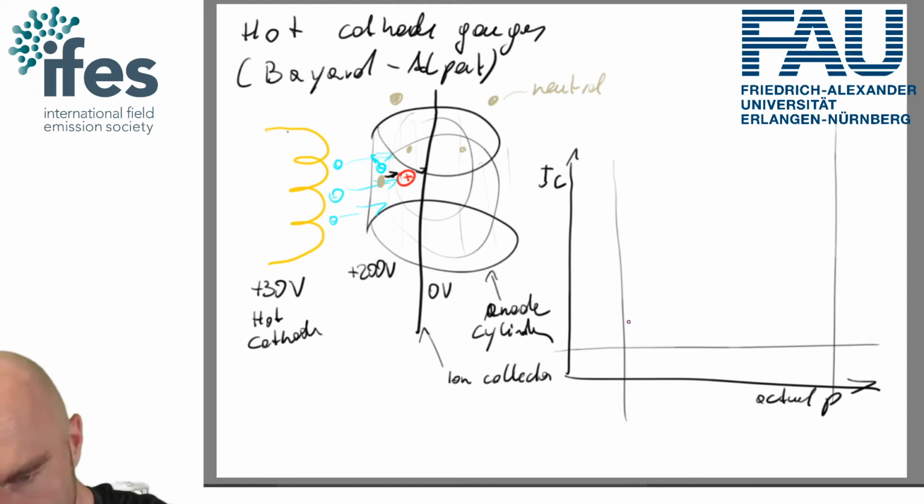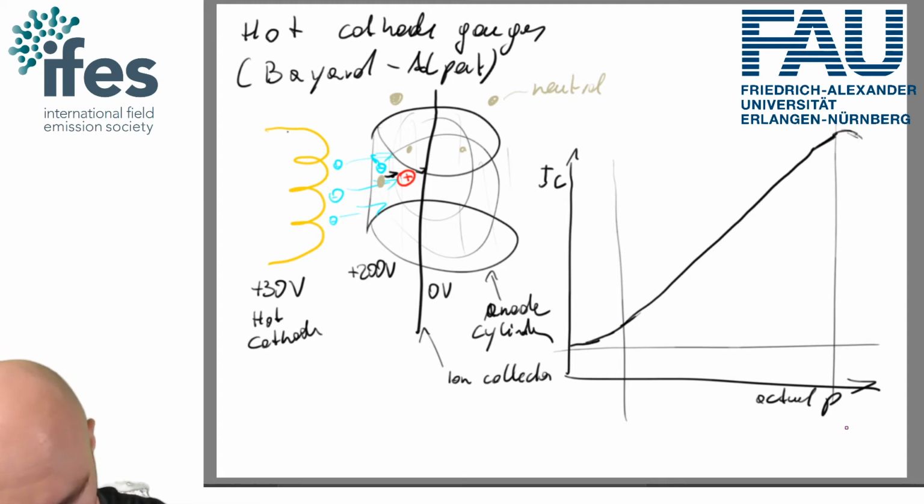And so essentially, in a relatively wide range of pressures, and then we get breakdowns at about 10 to the minus 2. So this would be about 10 to the minus 2 millibar. Sorry, let me just redo that here. So this would be roughly 10 to the minus 2. So this would be pressure in millibar, and this would be ion collector current.